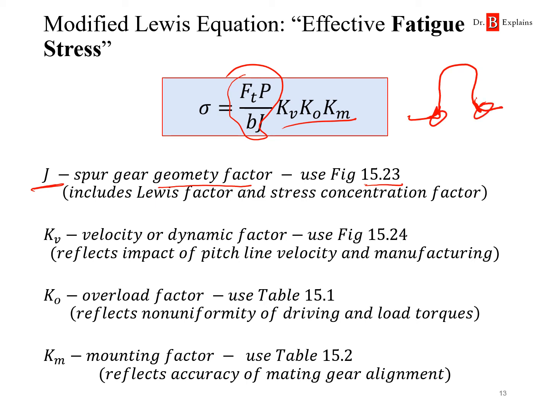KV is going to be a velocity or dynamic factor. We're going to grab it from 15.4. And this is going to reflect the pitch line velocity and any manufacturing quality issues. KO is going to be an overload factor. We're going to use table 15.1. And this is to add the contribution from non-uniformity of the driving and load torques. And KM is going to be a mounting factor, again reflecting the accuracy of the mating gear alignment. This is from table 15.2.